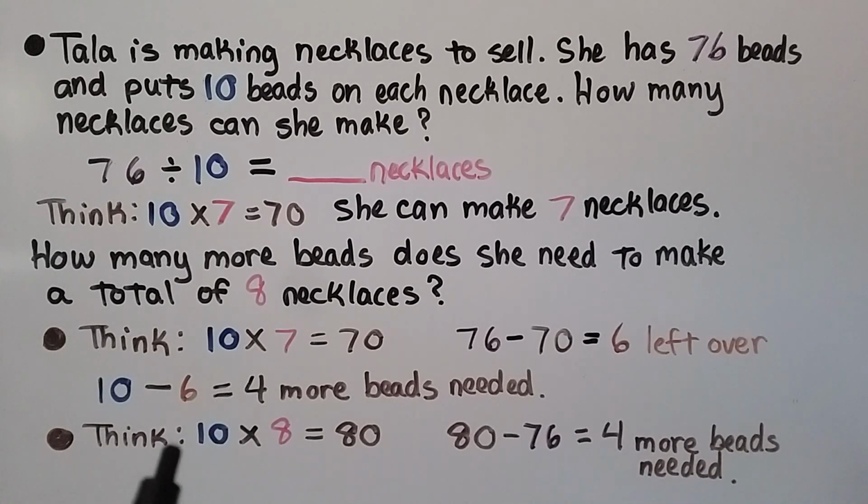We can also think of it as 10 times 8 equals 80, and that in order to make 8 necklaces, she would need 80 beads. And we subtract the 76 that she has from the 80 and know that she needs 4 more beads. We got the same answer, but we found a different way to get it. There's usually more than one way to solve a problem. Some ways are just faster and easier.